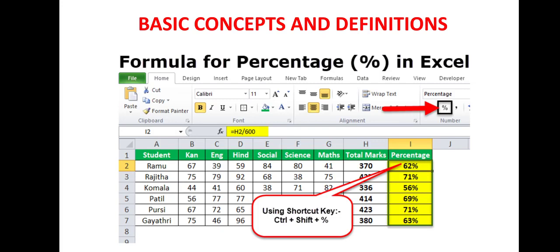h2 is nothing but 370 is given. There what you are going to do is you are going to calculate all the 6 subject marks and divide by 600. You will get the total mark, and based on the total mark the percentage is also calculated, and it is given very clearly above. A red color arrow is given. Once you click on to that percentage symbol, the percentage value will be converted.